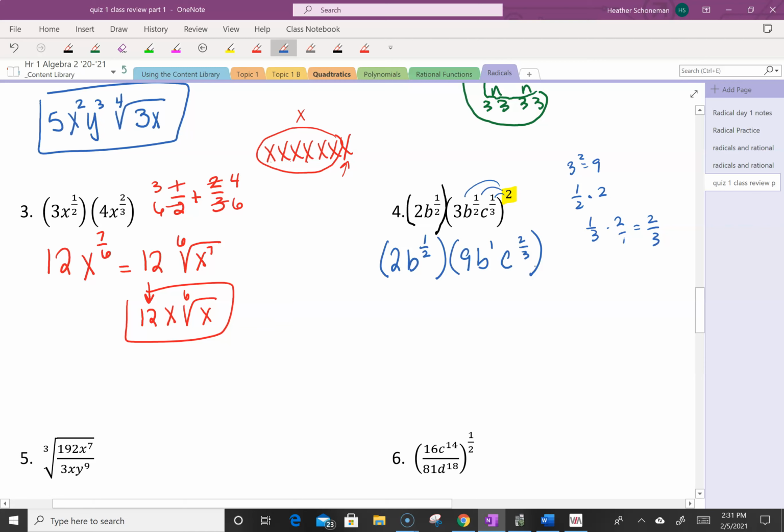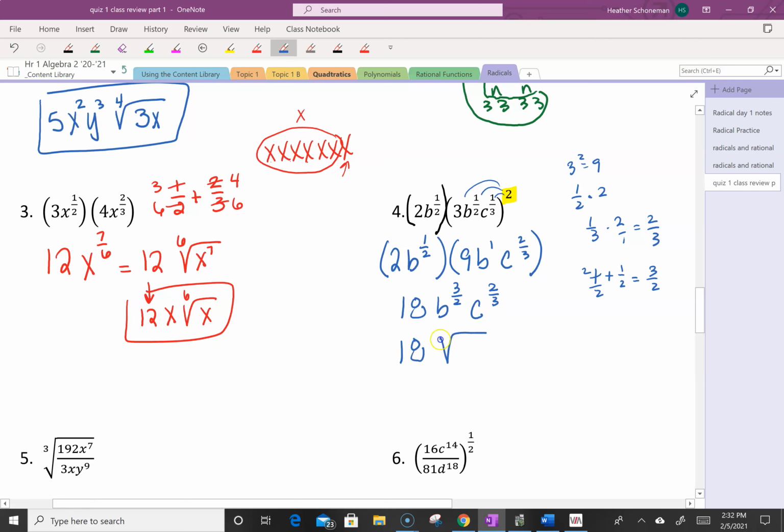Now that I'm done with the power to a power, now I can multiply. So I multiply my numbers. 2 times 9 is 18. With my variables, I need to add the exponents. So I have 1 plus 1/2. So this is 2 over 2, so this is 3/2. So I have b to the 3/2. C I can't combine with anything, so it's just 2/3. The 18 does not have a fractional exponent. I don't rewrite it, so it's just 18.